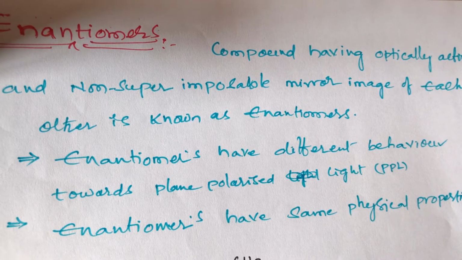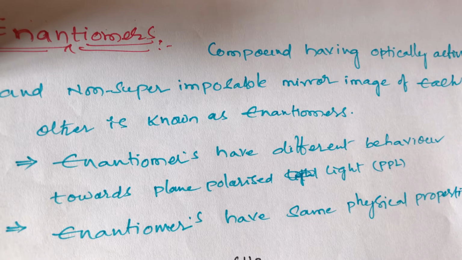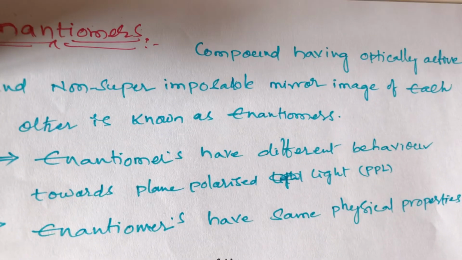Hello student, now a very important topic, that is enantiomers. What is an enantiomer? That compound having optically active and non-superimposable mirror images of each other is known as enantiomer.